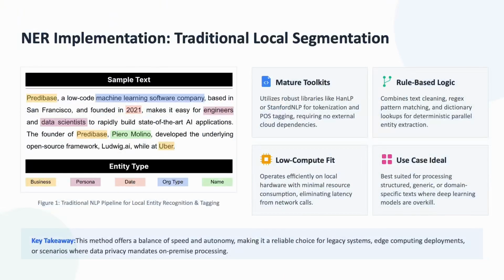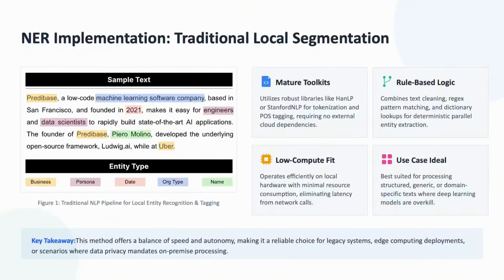First solution, traditional local rule-based NER. You can see the sample entity tagging case on screen. The text marks business, person, date, organization type, and name entities with distinct color labels, which is the typical output of this pipeline. Its workflow relies on 3 parallel local recognition branches.